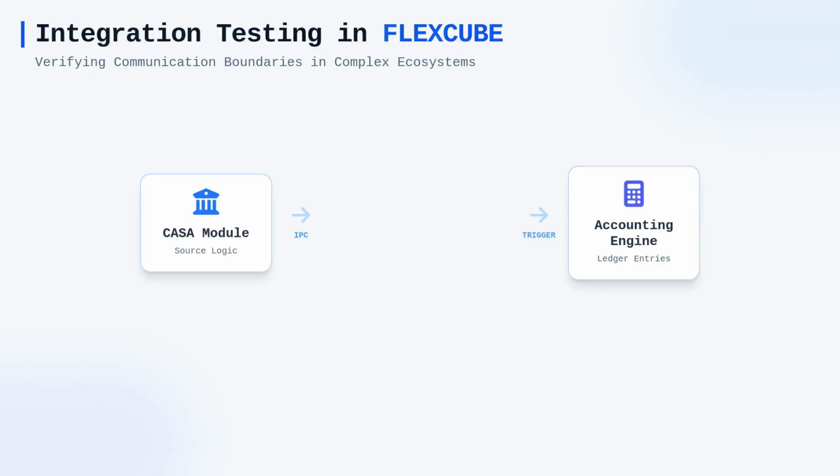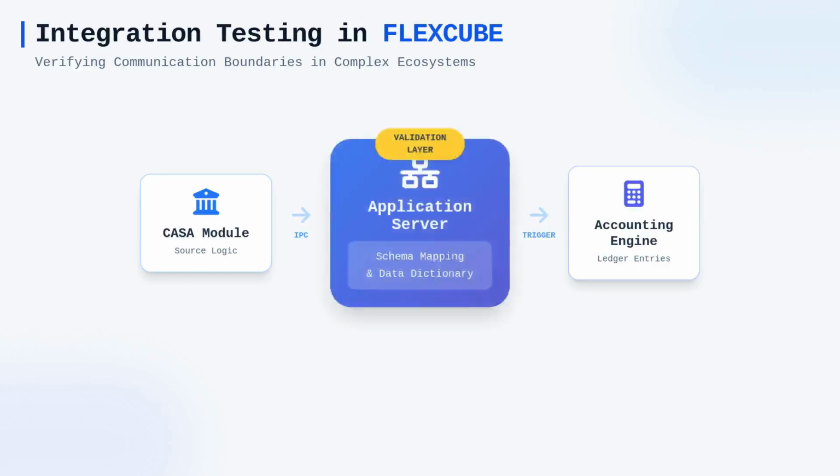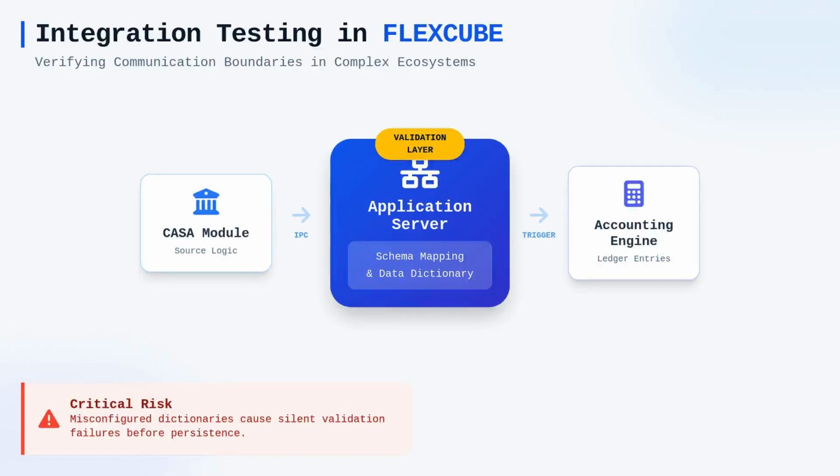This requires a rigorous assessment of how the application server handles inter-process communication. We must observe how the database schema mapping layers respond when we introduce cross-module requests. If our data dictionary settings are improperly configured, the validation layers will fail the transaction before it ever hits the persistent storage, leading to subtle bugs that are difficult to trace in a production environment.